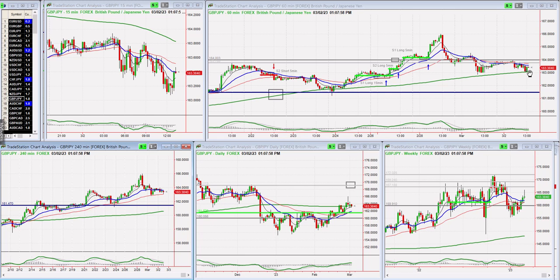Well, here we see the touch of the 200. We see a nice test of the 21 moving average. Well, that's always good in an uptrend. If price comes back, touches, or even tests, meaning goes beyond the 21, well, we can expect that it bounces off. It's kind of the trampoline effect.